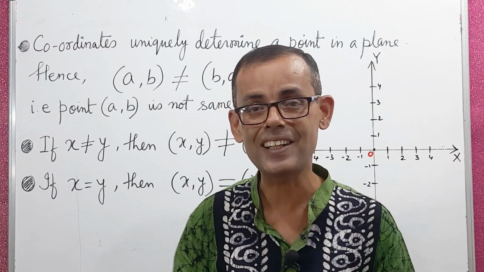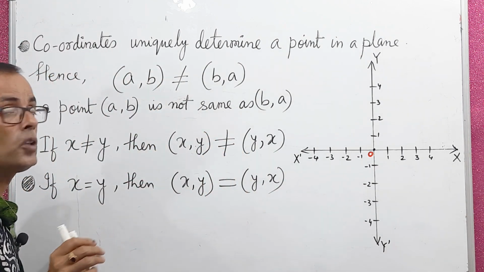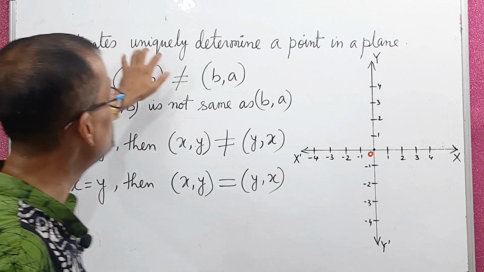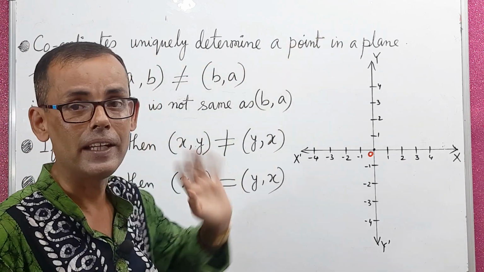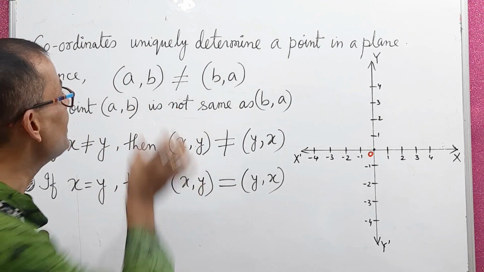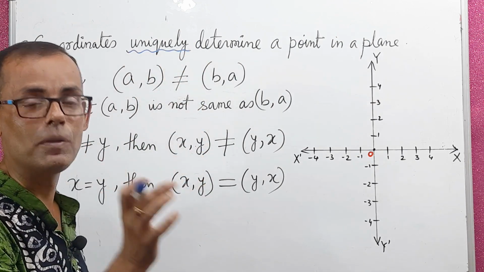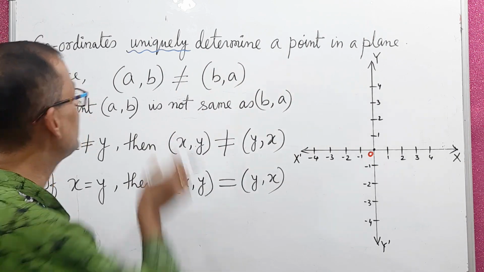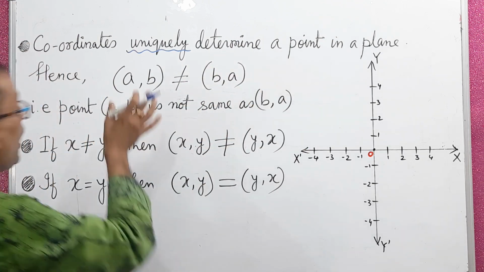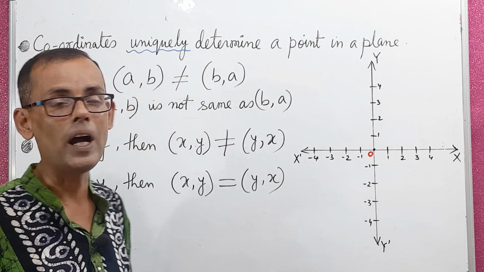Now, before finishing today's class, I want to talk about another small new concept. Very, very important concept, and I want to cover it in this part only. So what is it? The coordinates uniquely determine a point in a plane. So whatever point you are taking, that point's coordinate is unique. Unique means it is not the same as another point's coordinate. One point's coordinate is different from another point's coordinate. So hence what I am writing: (a, b) not equal to (b, a).